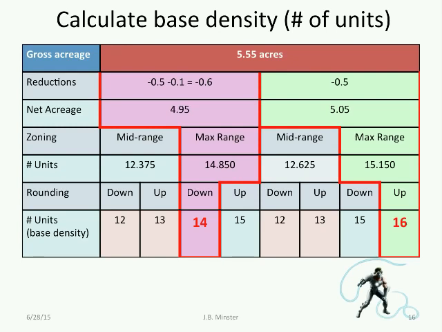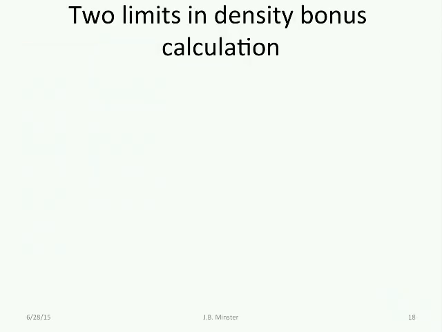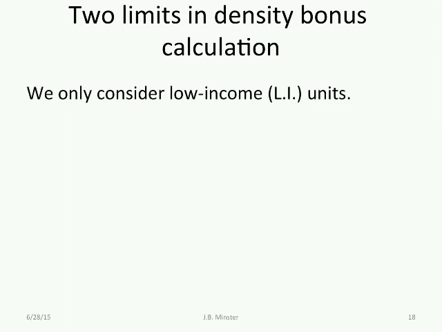To simplify matters, I will only consider two scenarios in the rest of this talk. A scenario that leads to a choice of 14 units to be built, and one on the right with a choice of 16 units to be built. And I will call these two scenarios the round down scenario and the round up scenario respectively. We are now about to enter the density bonus calculation. We will consider only low income units in this example. We will not consider very low income or moderate income situations for which the calculations are parallel.